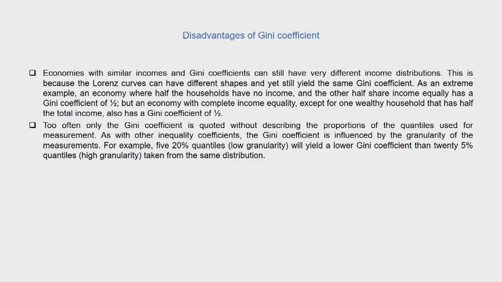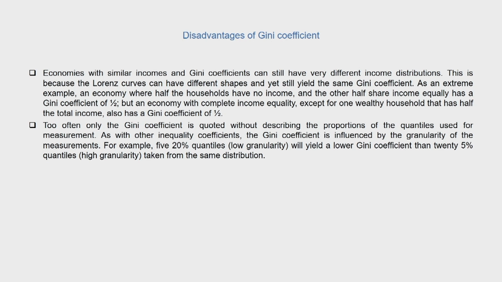The next disadvantage is that economies with similar incomes and Gini coefficients can still have very different income distributions, and this is because the Lorentz curves can have different shapes and yet still yield the same Gini coefficient. So, as an extreme example, an economy where half the households have no income and the other half share income equally has a Gini coefficient of 0.5. But an economy with complete income inequality except for one wealthy household that has half the total income also has a Gini coefficient of 0.5.